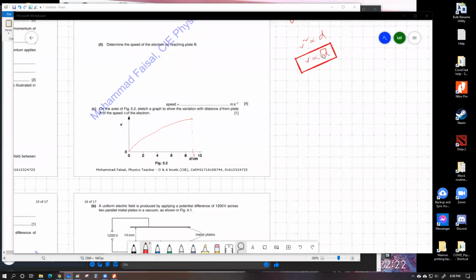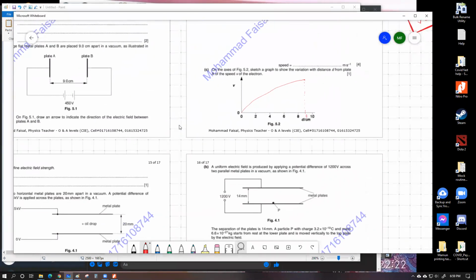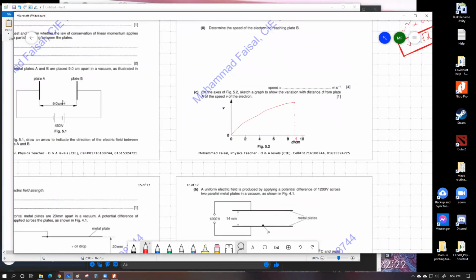So we know that this graph is a decreasing gradient shape, so we have to draw the decreasing gradient shape. And to make sure that the examiner knows what we're doing, we have to finish the graph up to 9 centimeters, because the figure shows that the space between the two plates was 9 centimeters. So this graph cannot be drawn beyond that point. And also we have to be careful that the end point of the graph does not appear to be horizontal. It will lose gradient, but it should not appear to be horizontal.